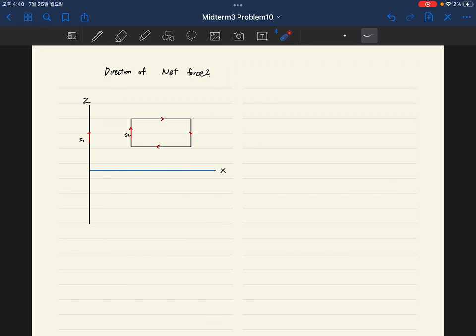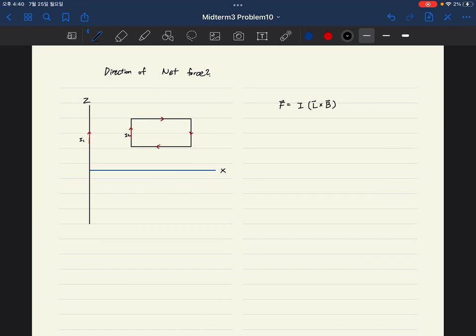But before that, first I'm going to write the formula of force, which is F equal to current times the length of the wire times the magnetic field. By using this equation, we can find the direction of the forces.